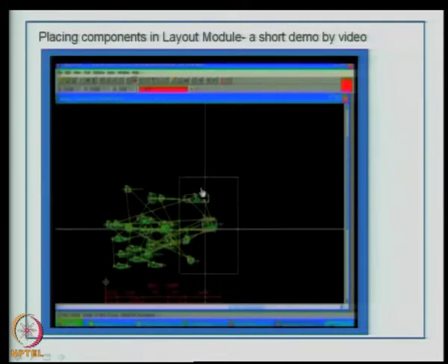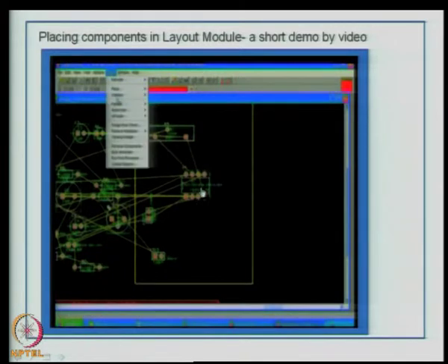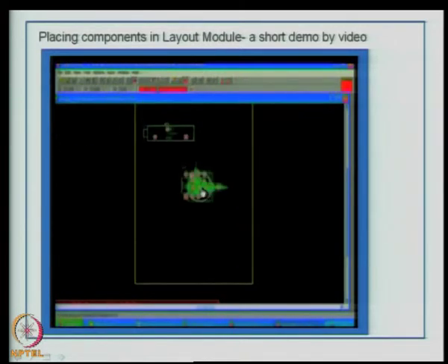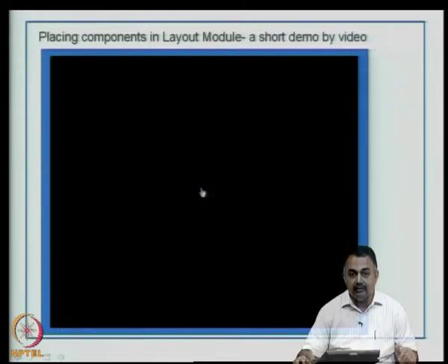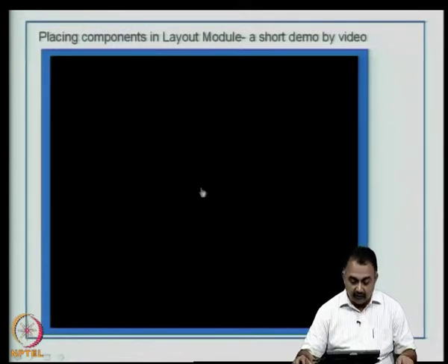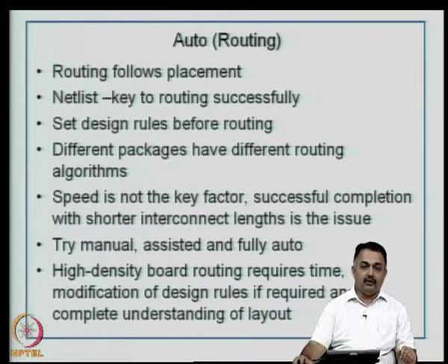So, there is a terminology called gluing or fixing the components in your package. So, you can glue them and then start the auto placement, which will result in a much more efficient placement process for your board. So, this is how this video explains to you how effectively you can use a layout module. Now, after the layout module, obviously you are going to do the routing.